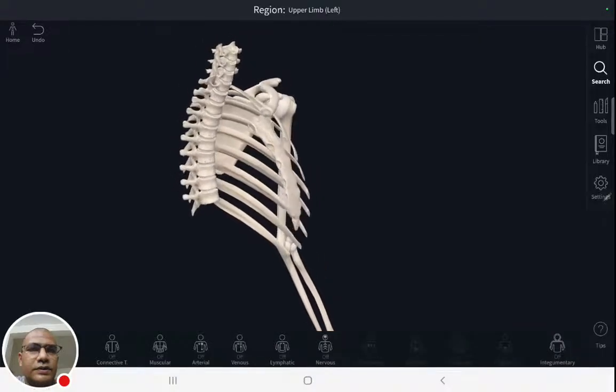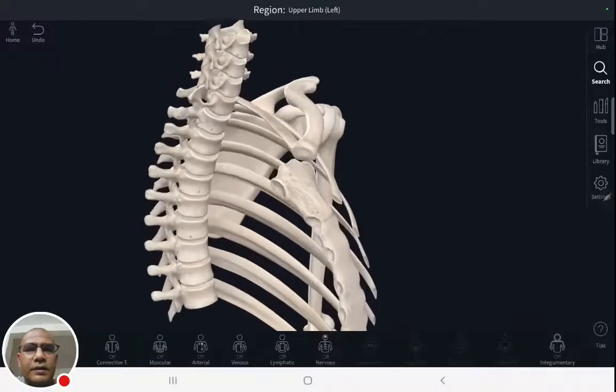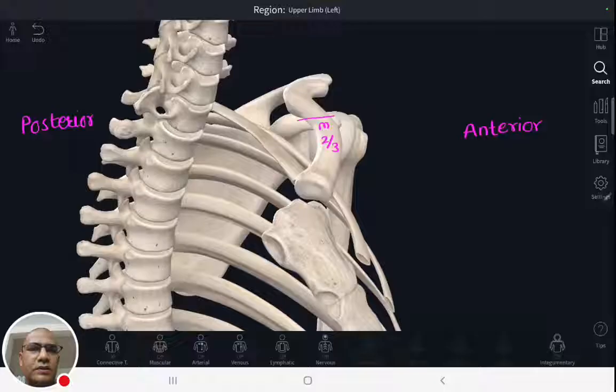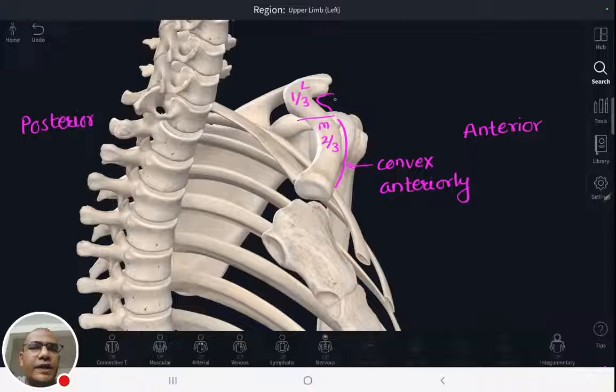When we see from the lateral view, we can see the curvatures of clavicle. Medial 2/3 is anteriorly convex. It is one of the side determining features of the clavicle. In the lateral 1/3, it is anteriorly concave. So medial 2/3 anteriorly convex, lateral 1/3 anteriorly concave.